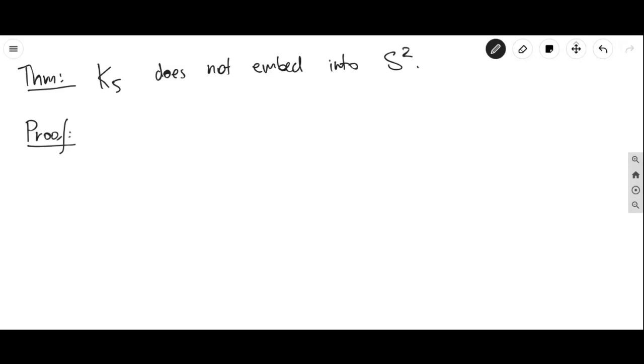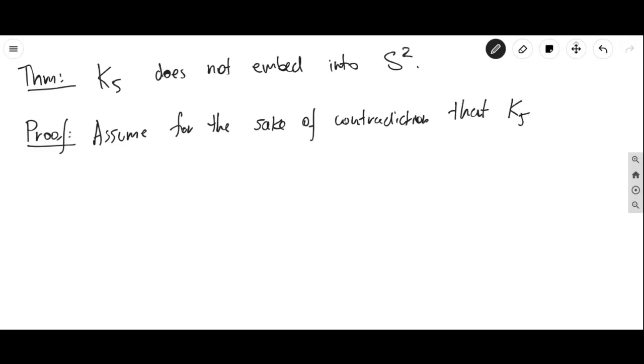So here's the way the proof goes. We would assume, for the sake of contradiction, that K5 embeds into S2. The notation that we often use is this, sort of like an inclusion. There's an inclusion into S2. It embeds into S2.